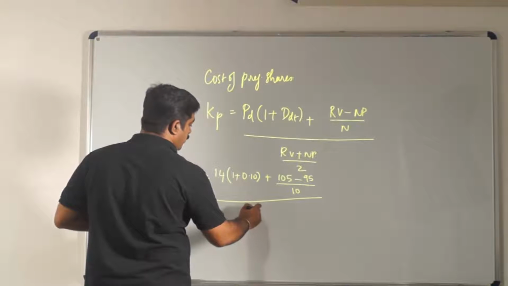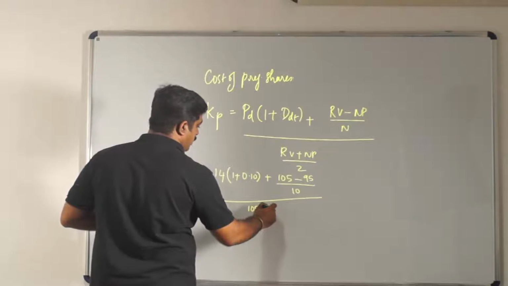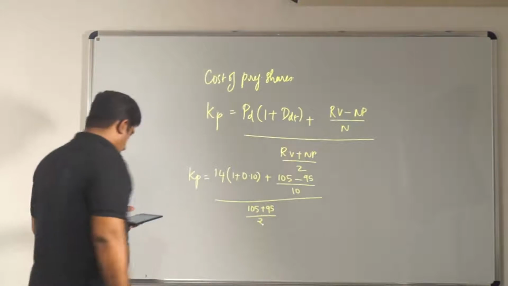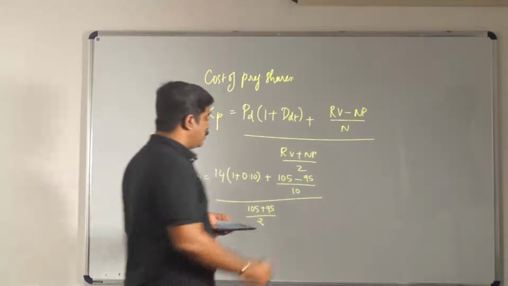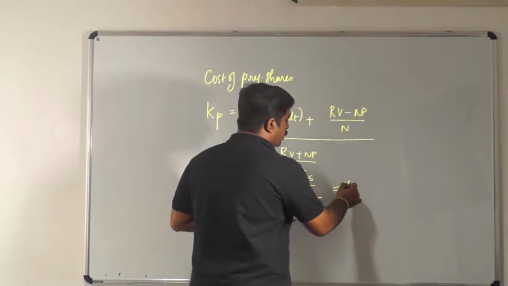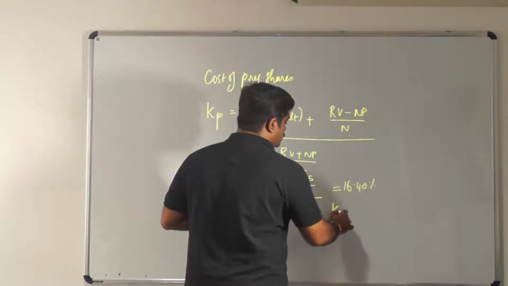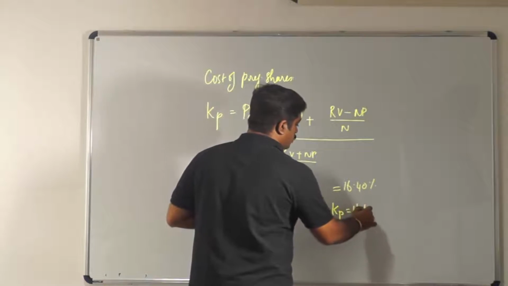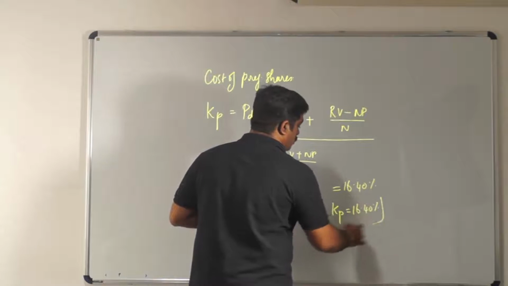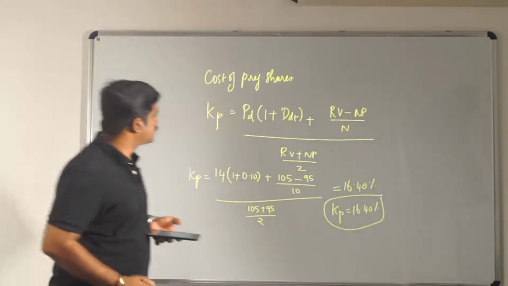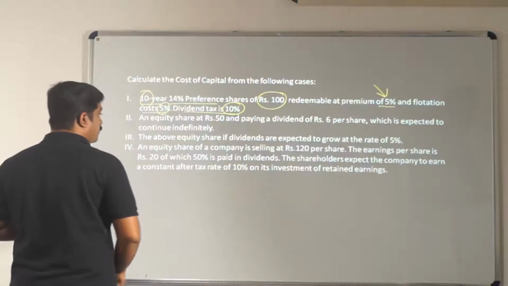RV is 105 plus NP is 95, divided by 2. So if we do this calculation, it will take us to 16.40%. So here the cost of preference shares KP is equal to 16.4%. Okay, so this is question number 1. We'll move on to question 2.